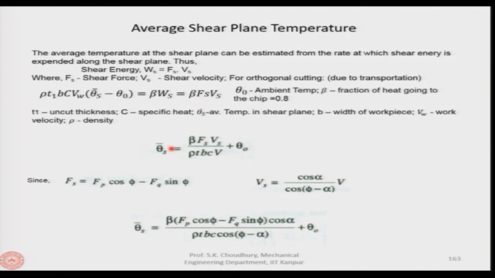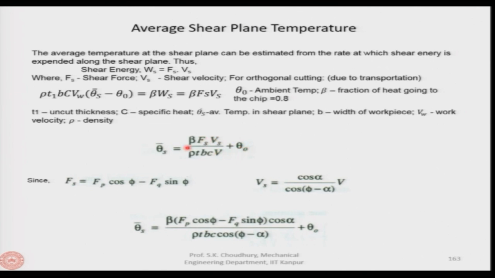Therefore, from this equation we can find out theta S bar, the temperature occurring in the shear plane, which will be equal to 0.8, which is the beta we have taken as the fraction of heat going into the chip, times Fs into Vs, divided by the density, uncut thickness, width, specific heat and the velocity of the workpiece. Plus the ambient temperature, whatever it will be.